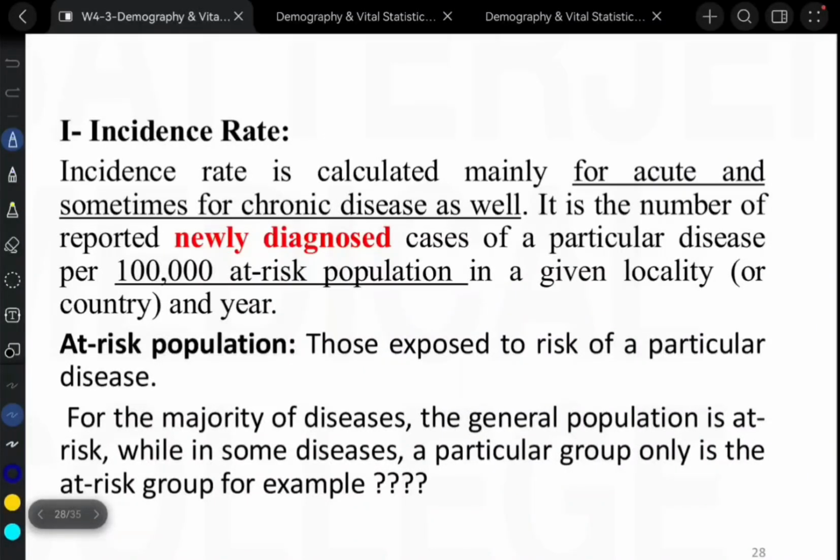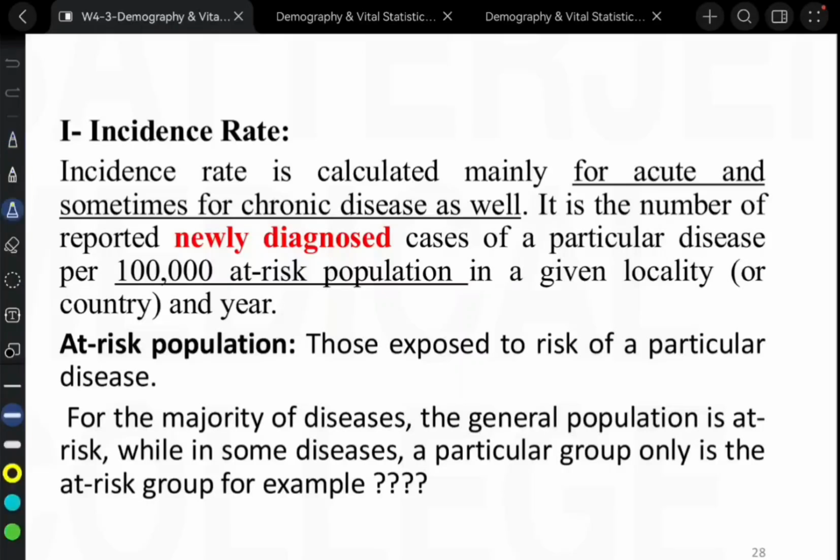It says here incidence rate is calculated mainly for acute and sometimes chronic disease as well. It is the number of reported newly diagnosed cases of a particular disease per 100,000 at-risk population in a given locality or country and year. At-risk population: those exposed to the risk of a particular disease. For the majority of diseases, the general population is at risk, while in some diseases, a particular group only is the at-risk group.